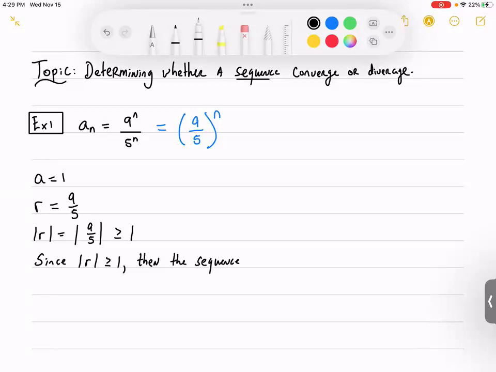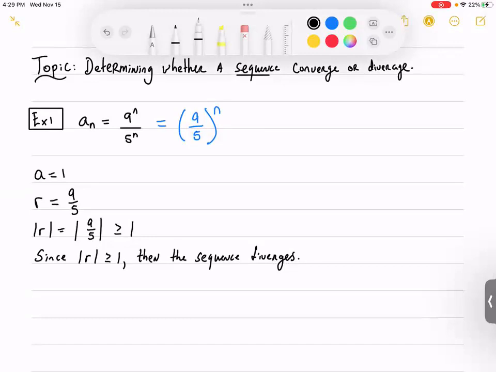Okay. If r, by the way, had an absolute value strictly less than 1, then it would converge, and then we can figure out what it converges to, right? I'll have another example of that coming later. But for now, we just want to determine whether the sequence converges or diverges. In this case, it diverges.